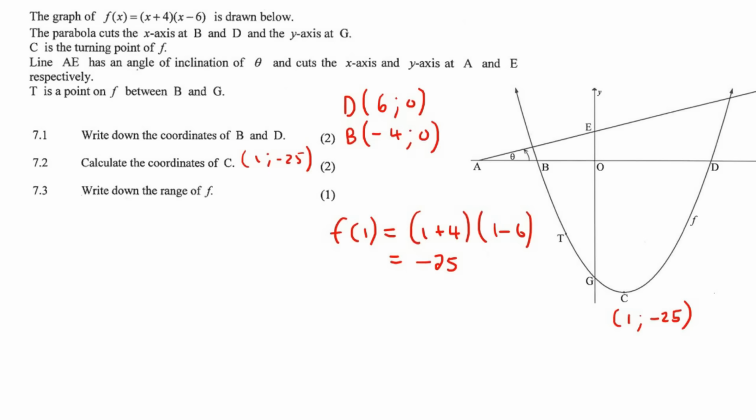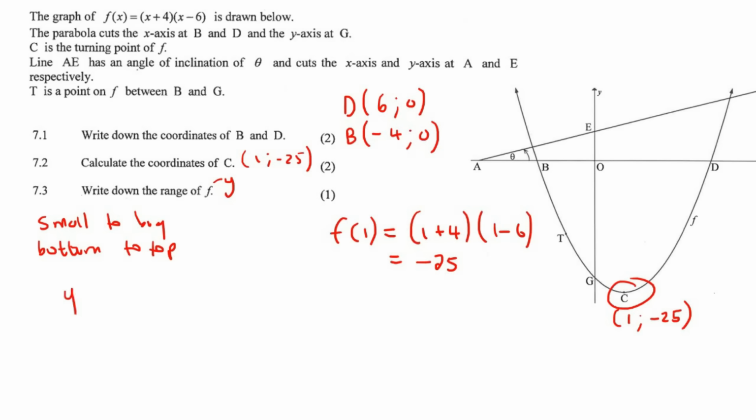Then the next question says write down the range. Okay, so range is your y values, and you always want to go from small to big. So what that means mathematically is from the bottom to the top. Okay, so we always want to write our range from the bottom to the top.